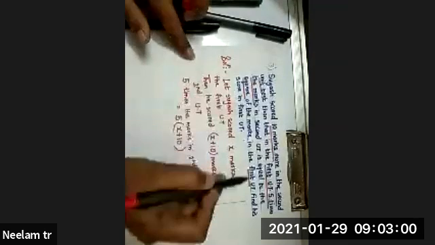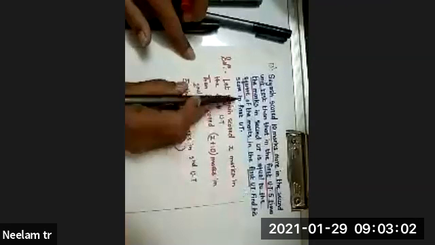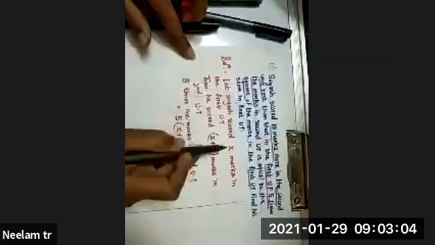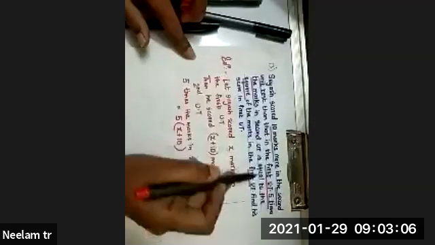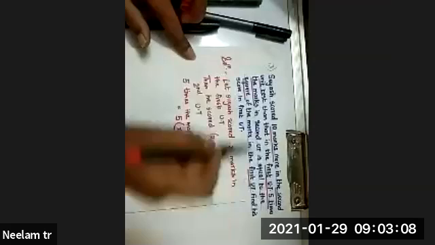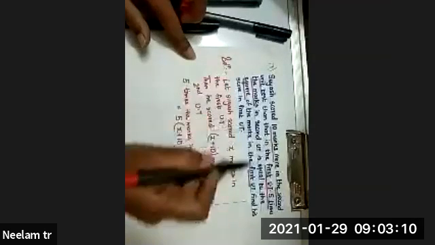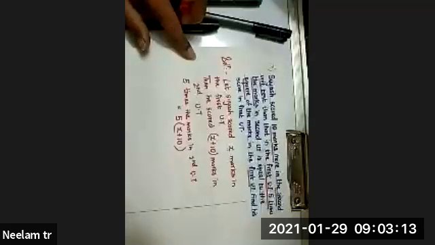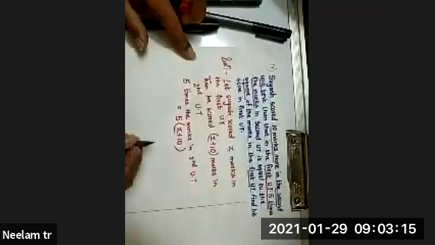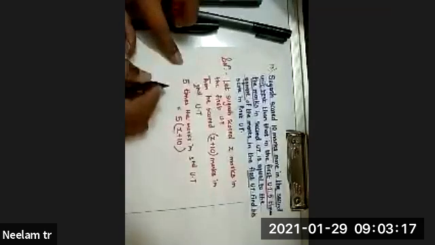I hope this much is clear to you all. One more condition is there. What was that? The square of the marks in the first unit test. In the first unit test, what were your marks? It was x. It is equal to the square of the marks in the first unit test, so this condition also you have to write.